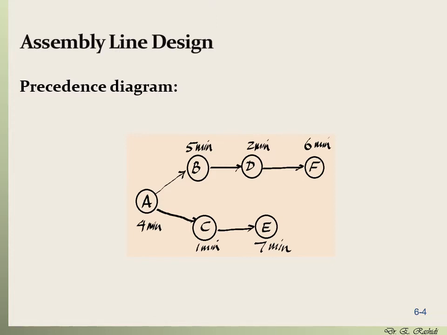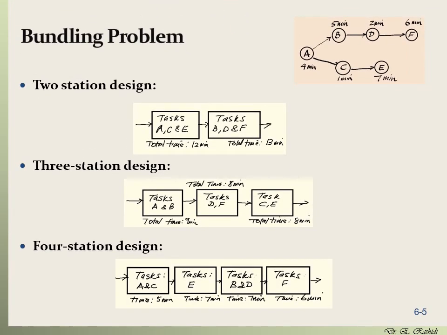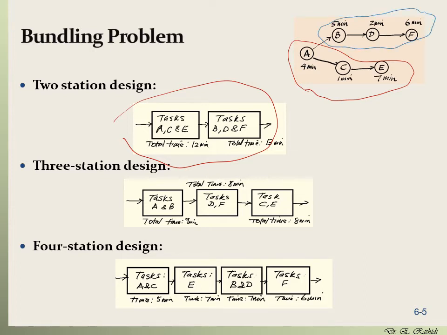So let's see how this would work. There are different ways that we can bundle or balance these tasks into different workstations. One is, for example, a two-station design. In the two-station design you see here, task A, C, and E are put into one workstation, and tasks B, D, and F into another workstation. So workstation 1 and workstation 2.